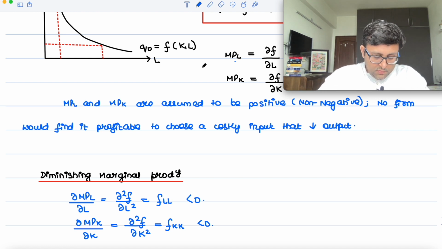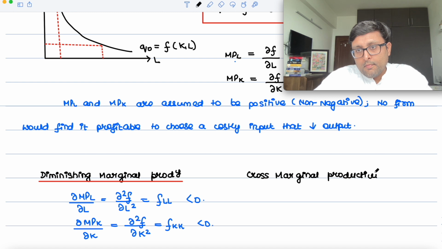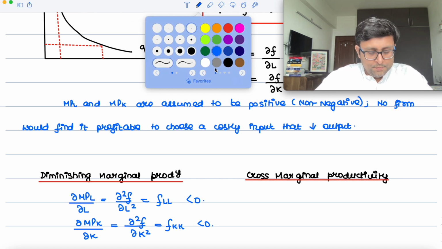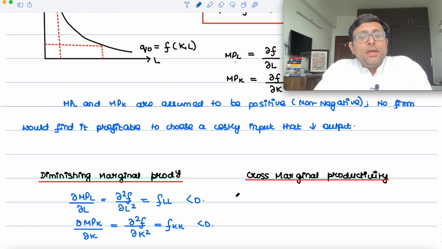Acha, there is another thing, something which is also called cross marginal productivity. So when the MPL is going to change, that is not going to change just because of the changes in the input for which you are trying to find it. For example, MPL is not going to change just because of the changes in the labor. MPL can also change because of the changes in capital. Of course, with a fixed amount of capital, if you keep on increasing labor, MPL is going to fall. But if you give this labor more capital, then the productivity of labor is going to increase.